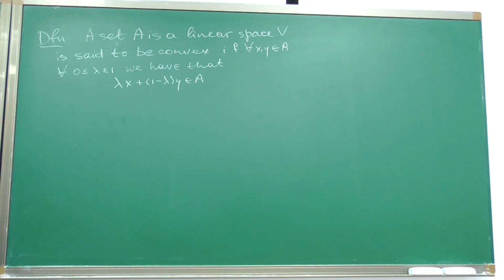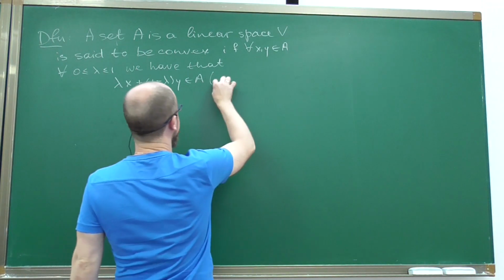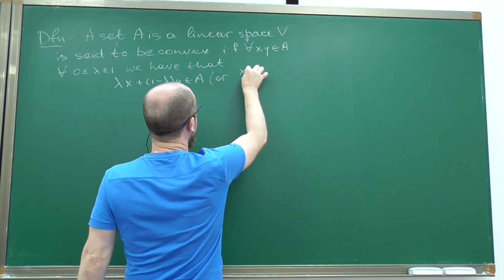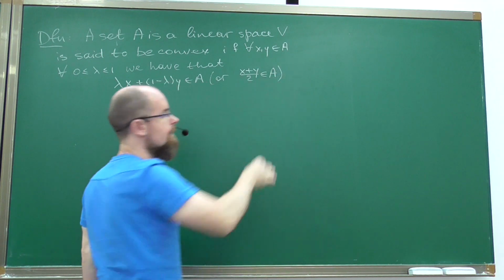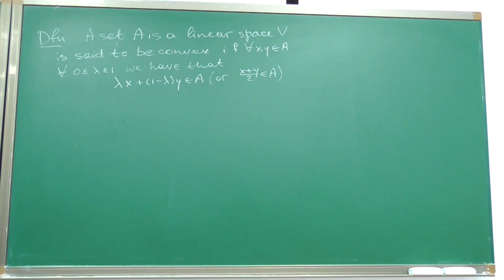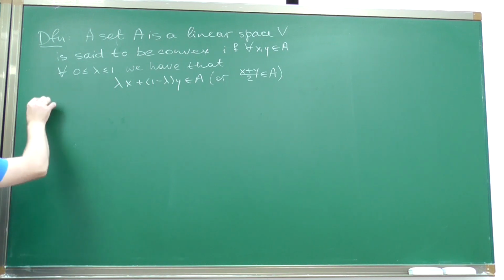So what this definition tells us is that a set is convex if we take any 2 points from this set and the interval between these 2 points belongs to the set. Or equivalently, this can be stated as the midpoint belongs to the set. So these two are equivalent. Let me state a theorem about the distance to a set.